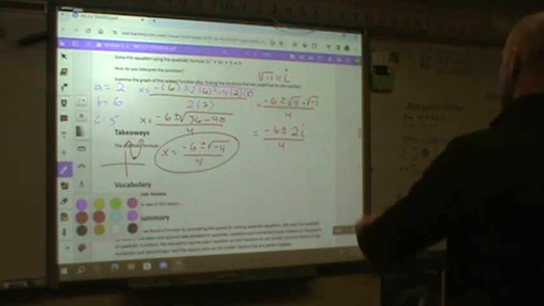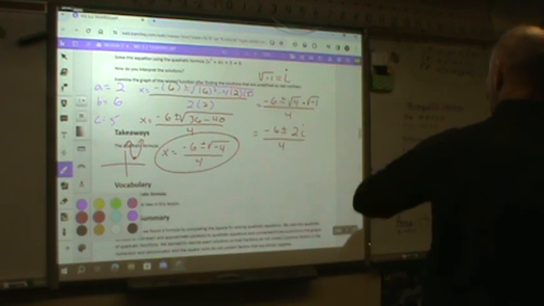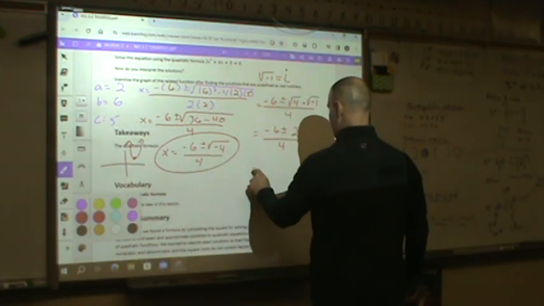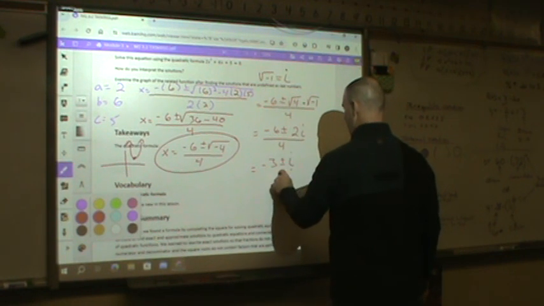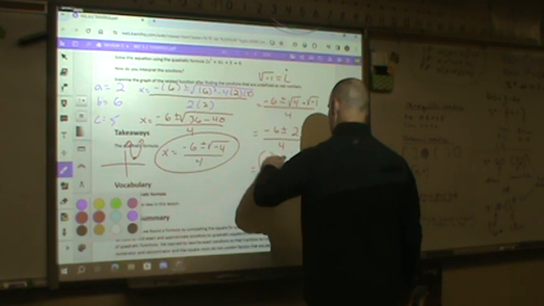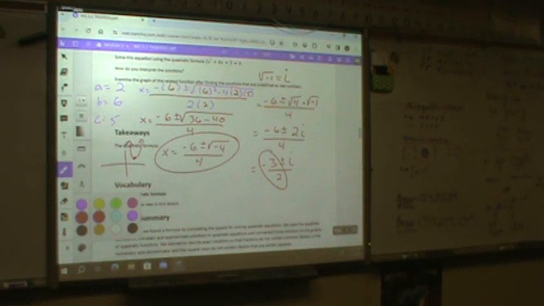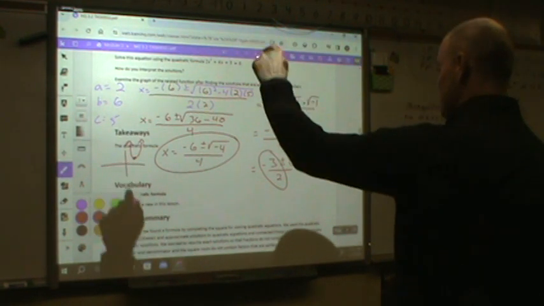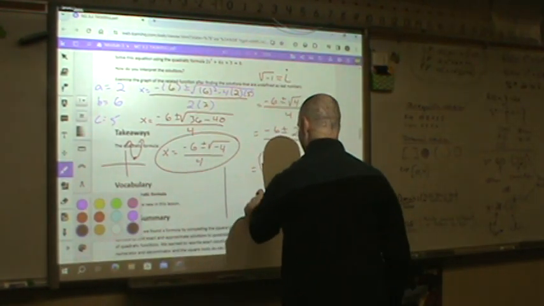Well, what do you mean almost? Minus 6 over 4 I can reduce, and 2 over 4 I can reduce. So this becomes minus 3 plus or minus i over 2. Where you get the minus 3/2 is your line of symmetry. Remember I said we do not have an x-intercept? Again, I don't expect you to write this down, okay? I want you to follow.